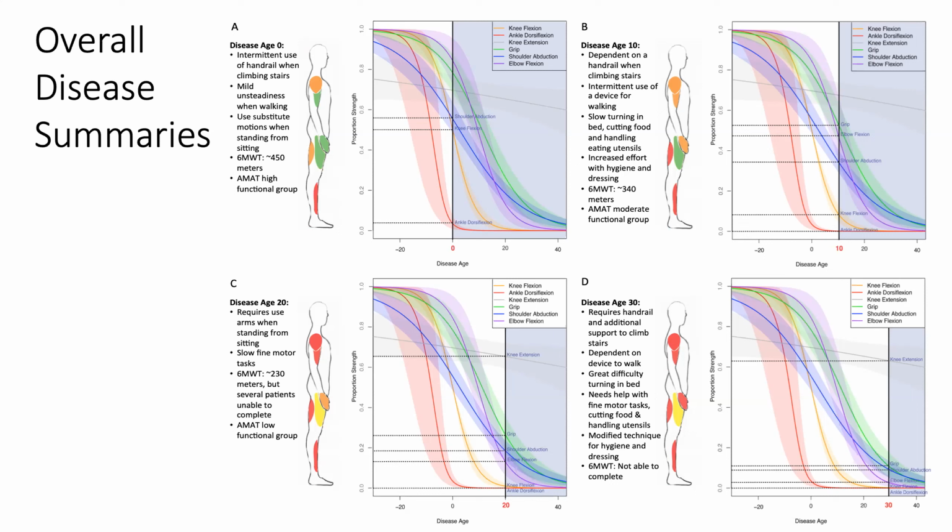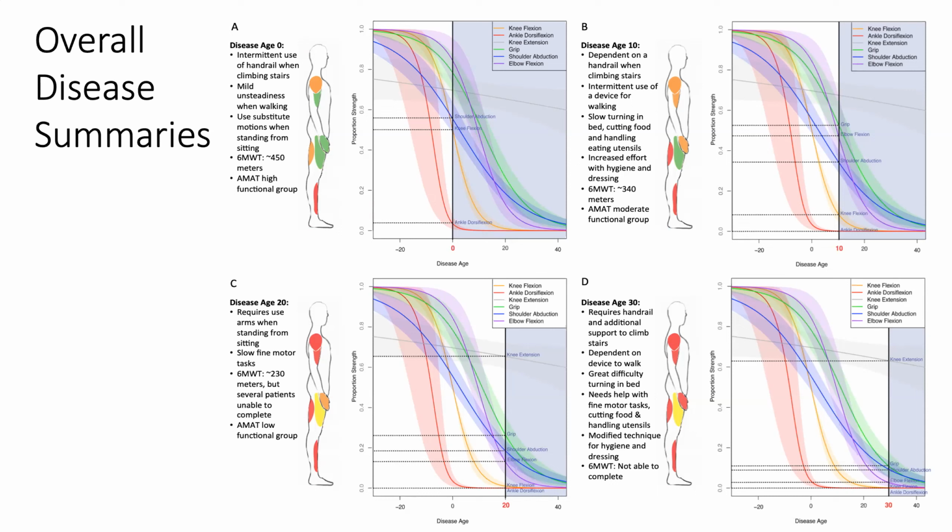The 6-minute walk test is approximately, they can complete 450 meters, and they're in the AMAT high functioning group. Now we can compare that to what it looks like when we're at disease age 30 years later into the disease. Well, now we're almost completely progressed on all the muscles except the knee extension. This likely corresponds to requiring the handrail or some sort of additional support to climb the stairs. They're likely dependent on a device to walk.